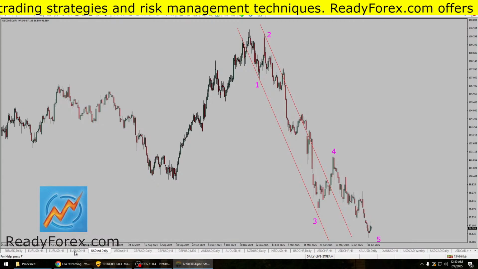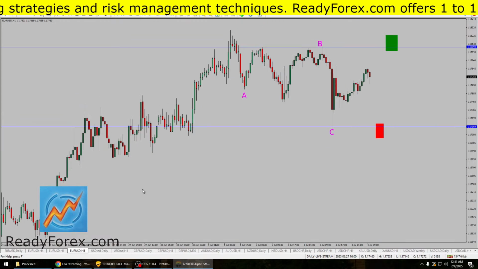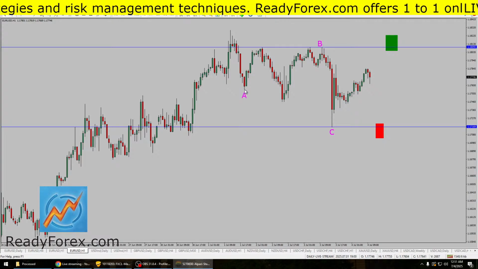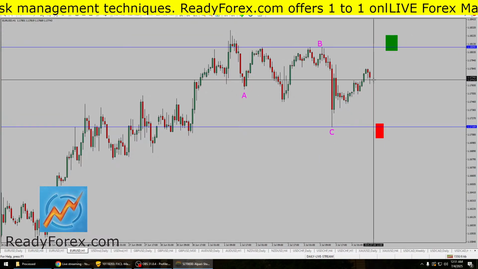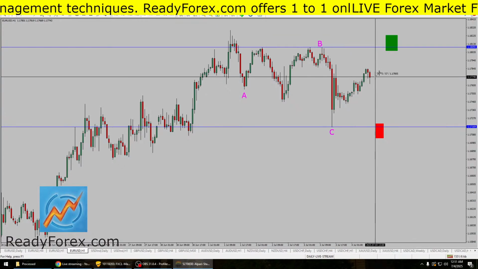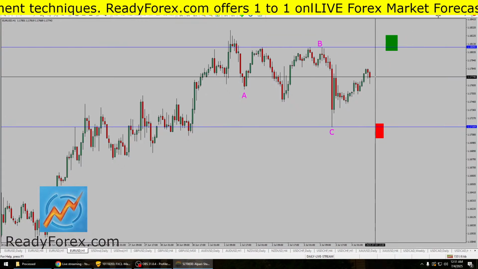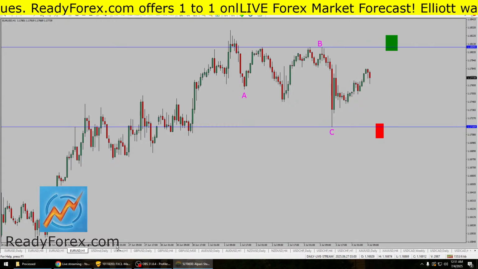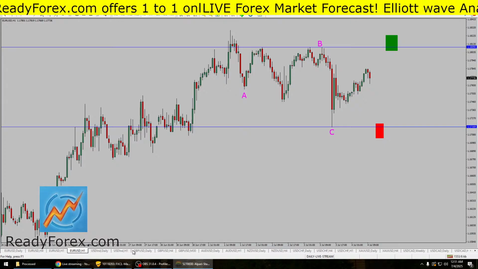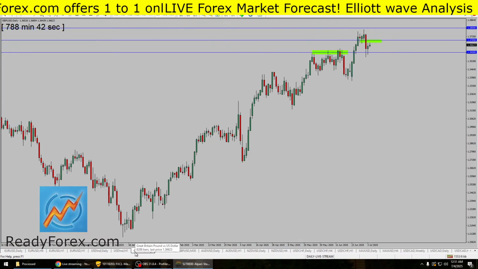Regarding the EURUSD currency pair, let me show you the Elliott wave count. We got this Elliott wave count. This is wave A, B and C. So this looks to me like a zigzag, and the chances are high price action is probably going to rise up further. Okay, next let us go over to the daily chart of the GBPUSD currency pair.